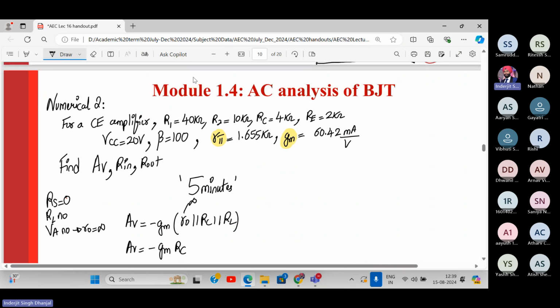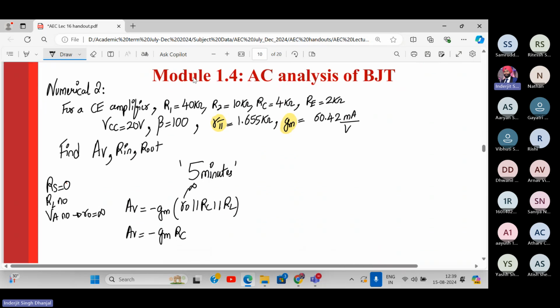So take those 5 minutes, draw the circuit diagram, keep it ready and calculate this. I'll be back in 5 minutes by 12:45. So please solve this and keep it ready. Once I come, you have to tell me the answer.